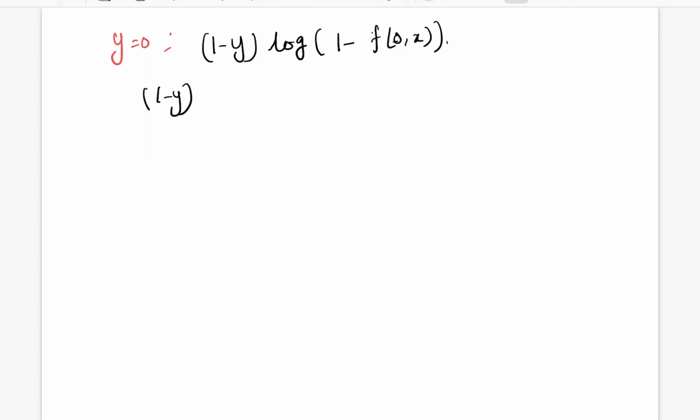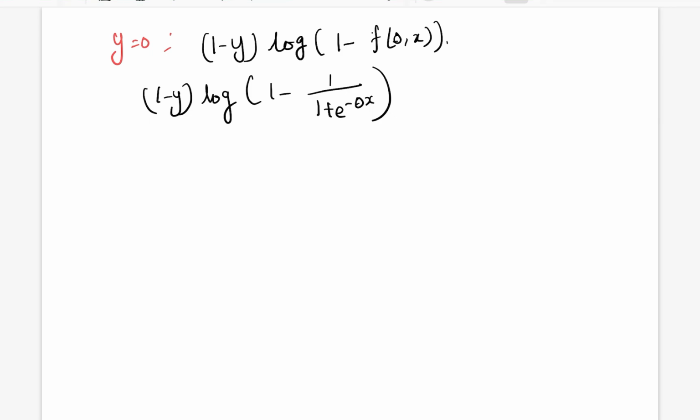So when y equals 0, we know the part of the cost function is 1 minus y, log of 1 minus f of theta of x. Or this can be rewritten as 1 minus y, log of 1 minus 1 divided by 1 plus e to the minus theta transpose x. So this is the cost function.